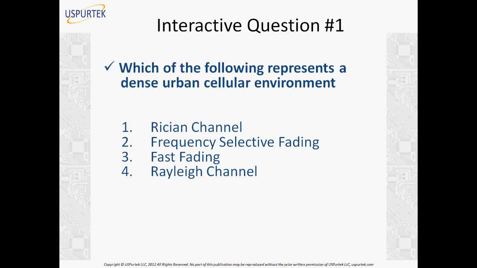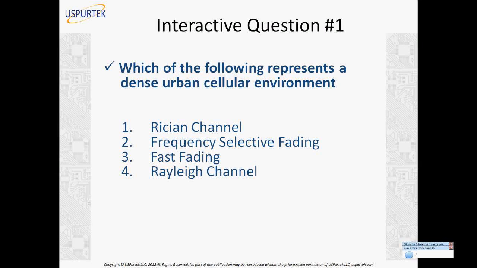Now, before we move on, let's pause for a while and try to answer this question. Which of the following represents a dense urban cellular environment, like that in a downtown or a big metroplex in the center of the city? A Rayleigh channel, or a frequency selective fading, or a fast fading, or a Rayleigh channel. Take a second.